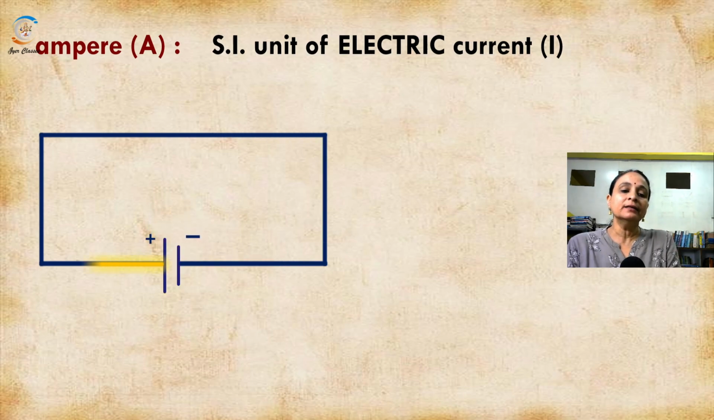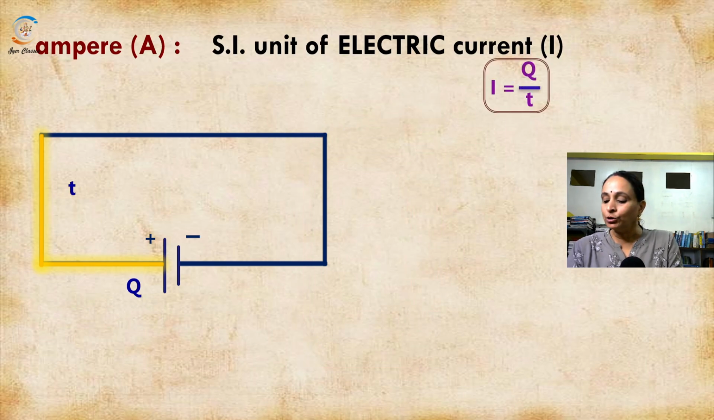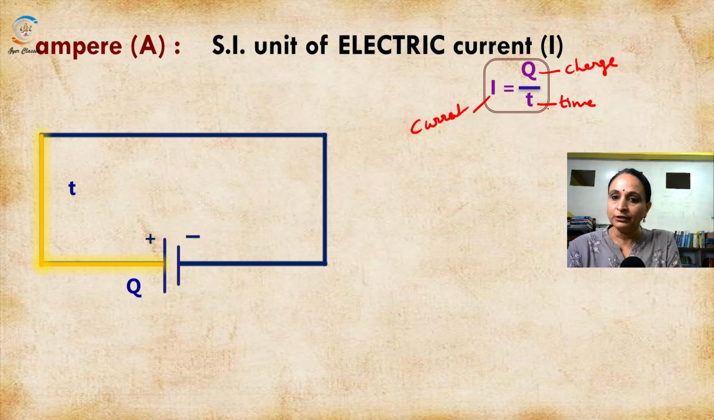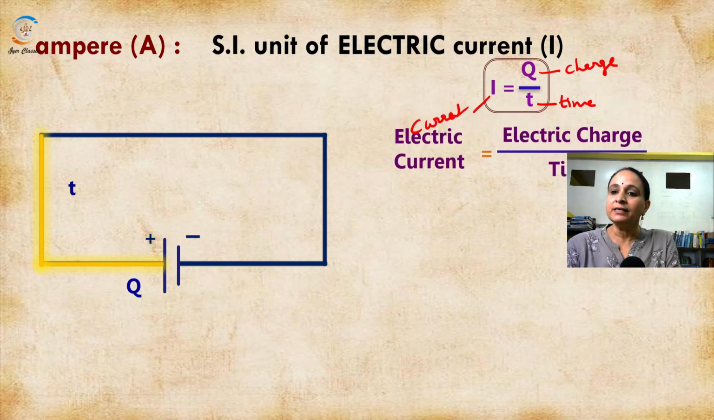Let us take a battery again, and the current flows through it. If Q is the electric charge which is flowing in the circuit in time t, then the amount of the current which flows per unit time is called the electric current. If I is the current and Q is the amount of the charge which is flowing in the conductor or in the circuit, and in the time t, then current is equal to charge upon time. So, electric current is equal to electrical charge divided by time.